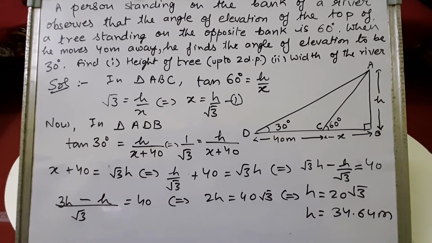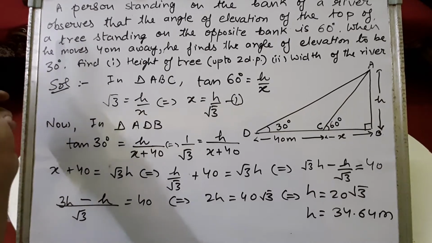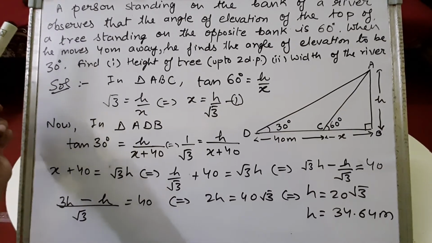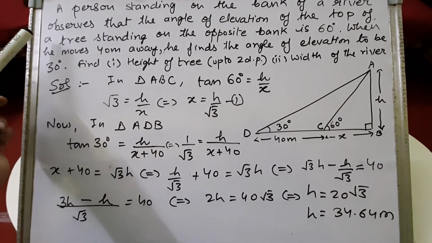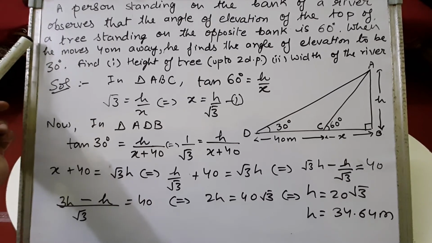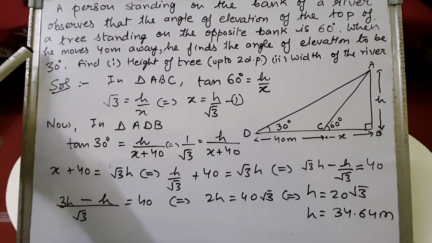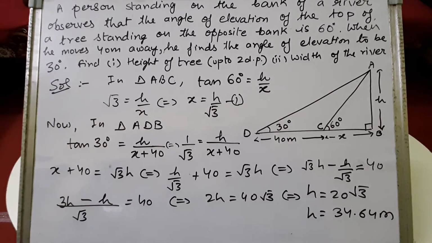Let's see another sum, children. In this sum it is given that a person standing on a bank of a river observes that the angle of elevation of the top of a tree standing on the opposite bank is 60 degrees. When he moves 40 meters away, he finds that the angle of elevation is 30 degrees. Find the height of the tree up to 2 decimal places and the width of the river.